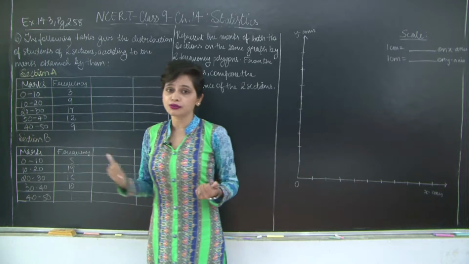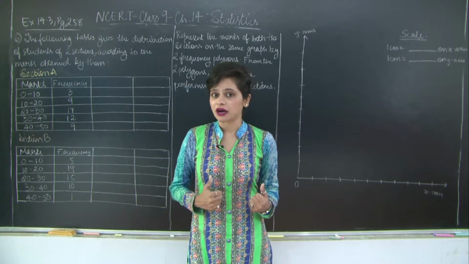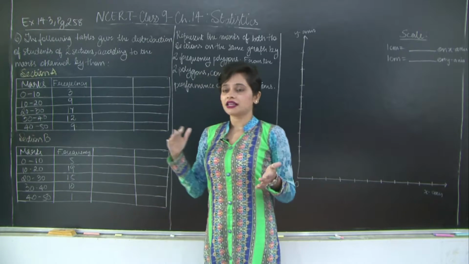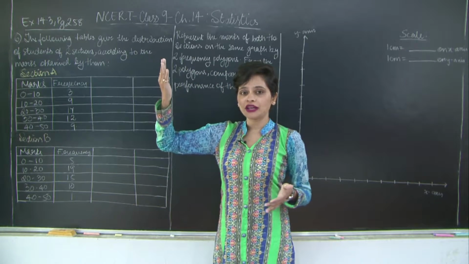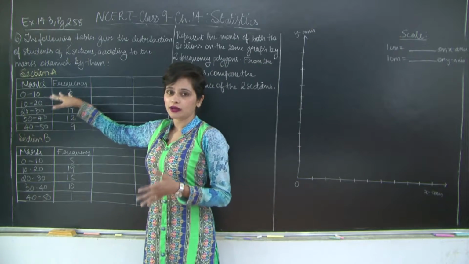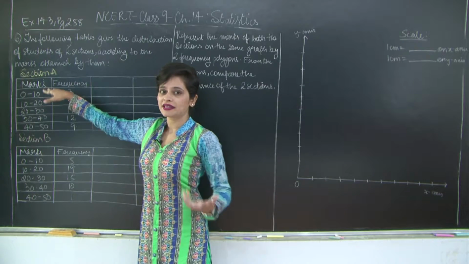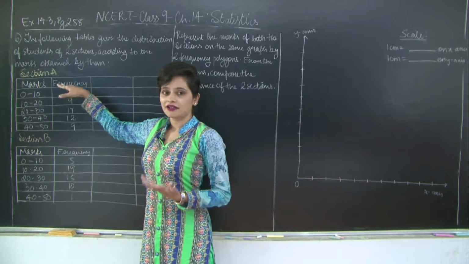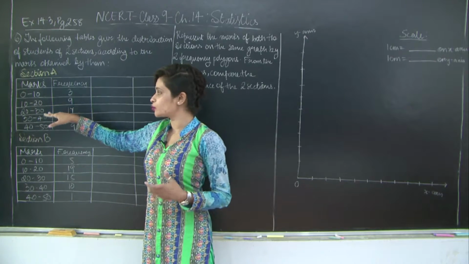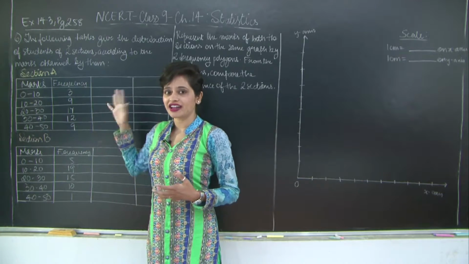So how do we draw frequency polygons using class intervals? By finding the class marks. And what is the class mark for each class interval? It is the sum of the upper limit and lower limit divided by 2. So for this class it's going to be 0 plus 10 divided by 2, which is 5. Then we have 10 plus 20, which is 30, divided by 2, which is 15. Then 20 plus 30 is 50, divided by 2 is 25 and so on.